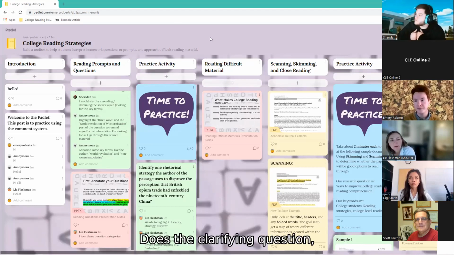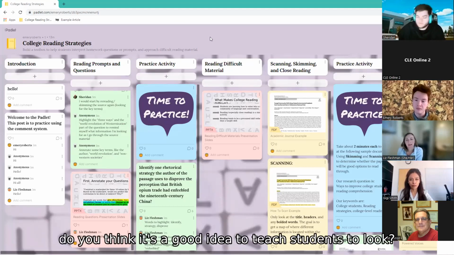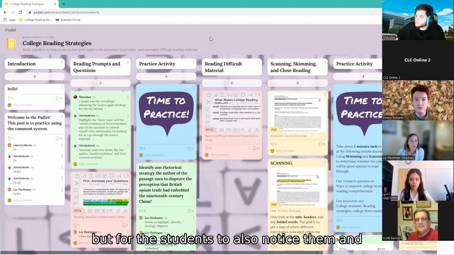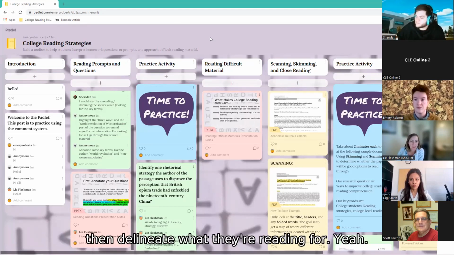Just a clarifying question, Emery. Do you think it's a good idea to teach students to look, getting at not only the tutors noticing those key words, but for the students to also notice them and then delineate what they're reading for?